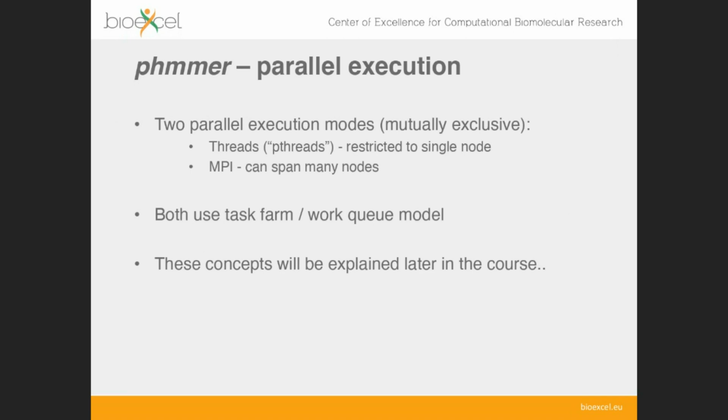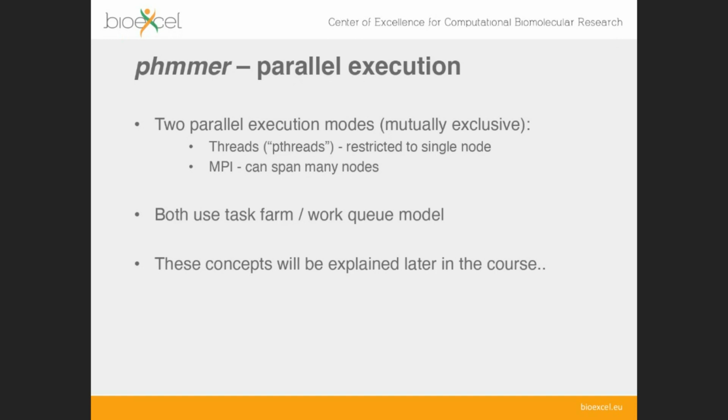So phmmer runs in parallel, otherwise we wouldn't be running it. And it can run in parallel in two different ways, which are mutually exclusive. It can use multiple cores, using threads. Now, as will become clearer tomorrow, when we talk about software building blocks, threads are restricted to a shared memory space. So what that means effectively, given what you know about the architecture of ARCHER2, is that they're limited to a single node, i.e. to 128 cores. So that's one mode in which you can use phmmer.